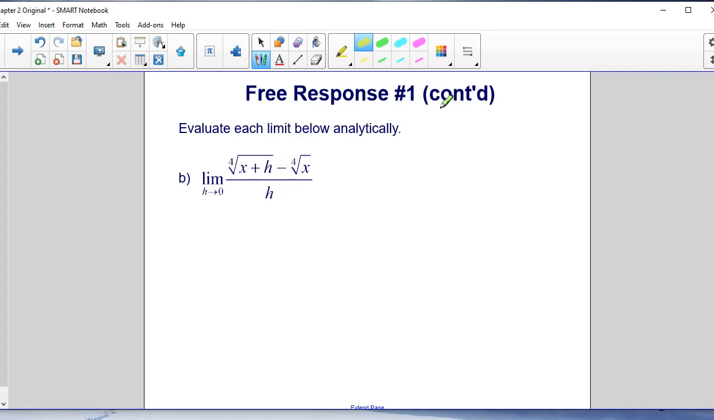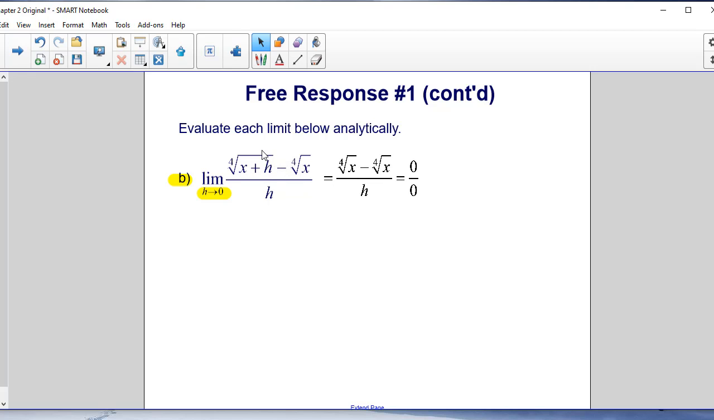Free response question number 1 continued. This time we're looking at part B. It's the limit as h approaches 0 of the 4th root of the quantity x plus h minus the 4th root of x divided by h. Let's see what happens as h does approach 0. As h approaches 0, x plus h becomes x, so we have the 4th root of x here, minus the 4th root of x, which will be 0. And since h is 0 here, we'll have an indeterminate form of 0 over 0. So we can use L'Hopital's rule.